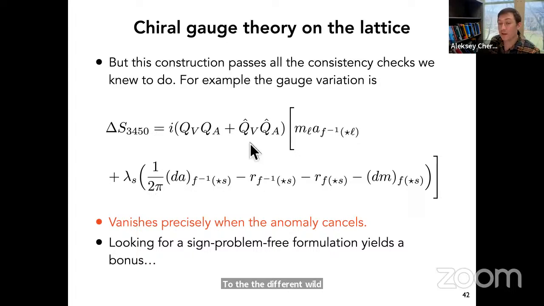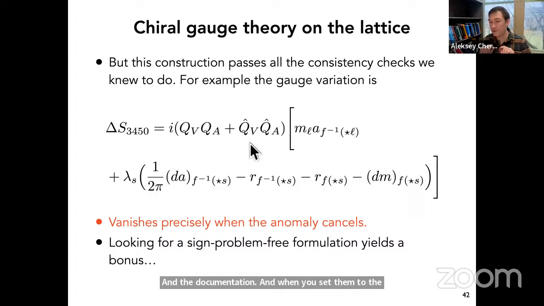Right. So there are four Weyl fermions, so there should be four different charges. Well, we package things into a sort of Dirac notation to make our life easier, and those are the four charges in the Dirac notation. And when you set them to the right values to get the 3450 model, this particular combination just happens to be zero.